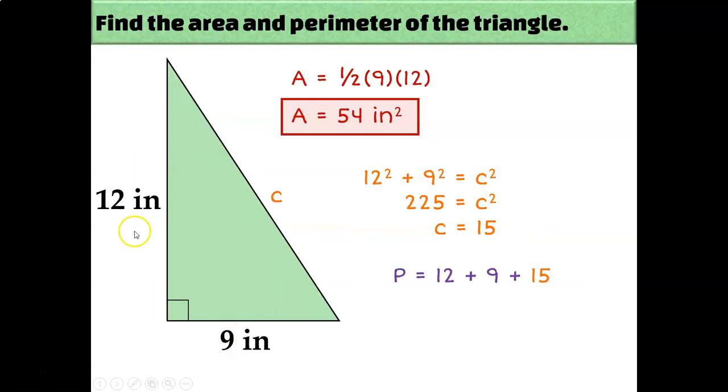It's just adding up all three sides. There's not a fancy formula for perimeter of a triangle. You just add up the three sides, which is 12 and 9 and 15. So the perimeter of this triangle is 36 inches.